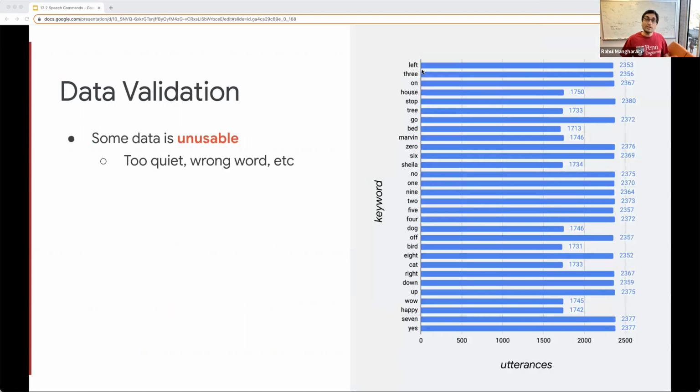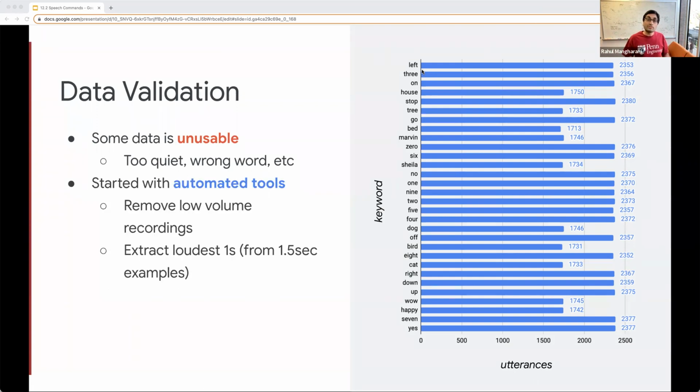So some data is simply not useful, right? So we talked about ideas of looking at audio signals and saying that they were too quiet, so that you can't really extract useful spectrograms from them. Maybe someone was messing around and saying the opposite word for everything. Instead of yes, they were saying no. Instead of no, they were saying yes. People like to have a bit of fun.